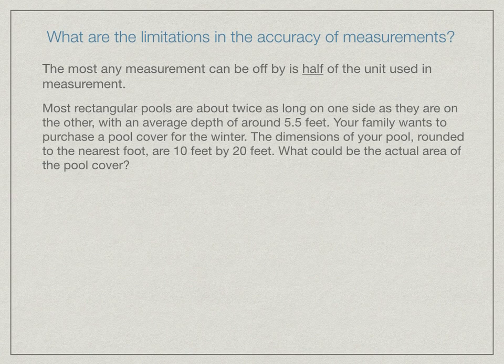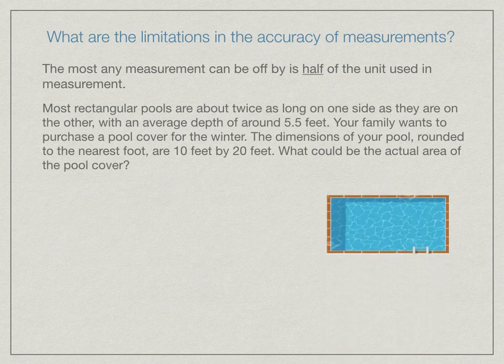What could be the actual area of the pool cover? Well, for my family's pool, I don't care about the depth, but I care about the length and the width of the pool. If the length was measured to the nearest foot at 20 feet, it could actually be 19.5 feet up to 20.5 feet, not including 20.5 feet. Same thing for the width. The width could range from 9.5 feet up to 10.5 feet.